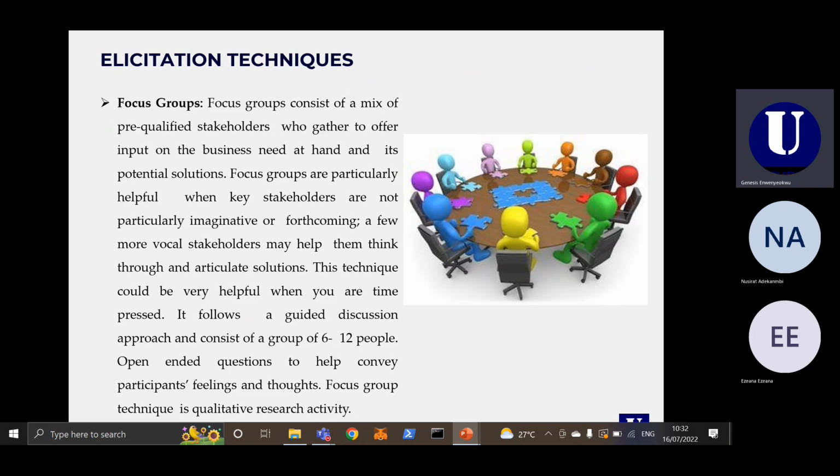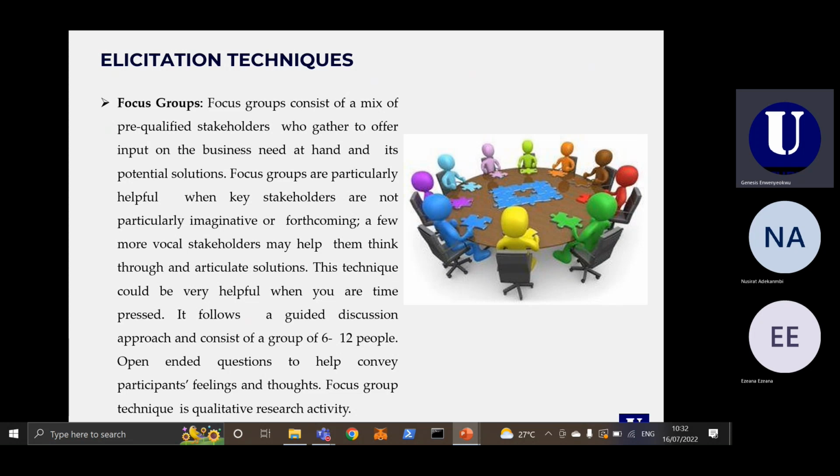So focus group consists of a mix of pre-qualified stakeholders who gather to offer input on the business needs at hand and its potential solutions, right? For focus group, you are more or less gathering high level requirements, but for workshop, you can even go as detailed as gathering technical requirements from your workshop.